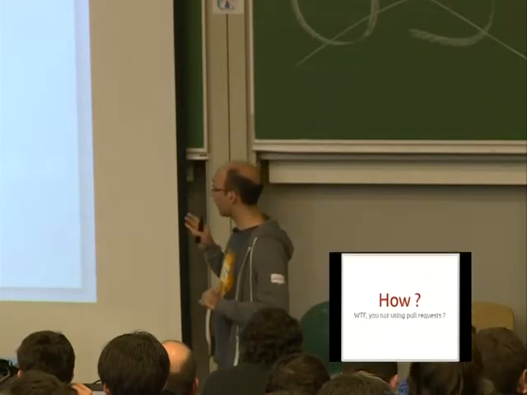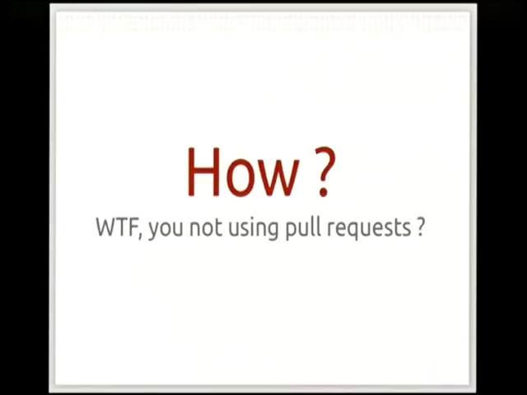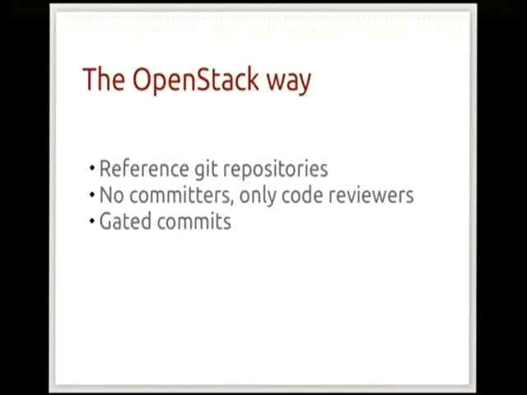Okay, so the last part of this presentation is how. How would you contribute to OpenStack? We are not using pull requests. So the OpenStack way is that we have reference master Git repositories, and we don't have committers. We only have code reviewers.